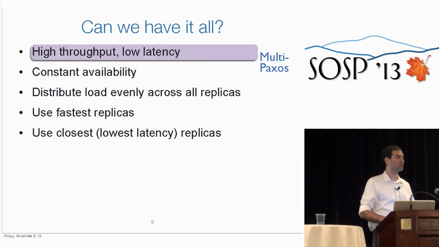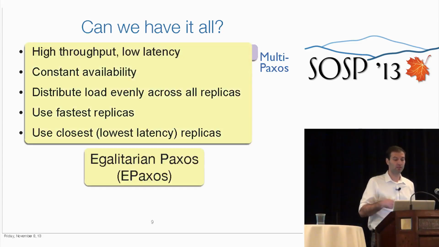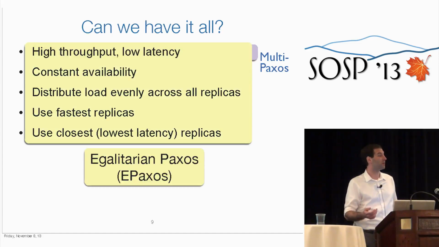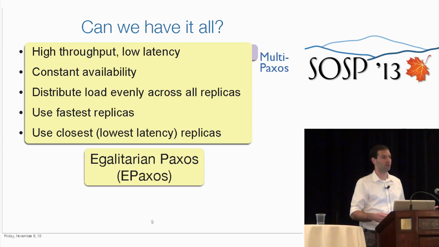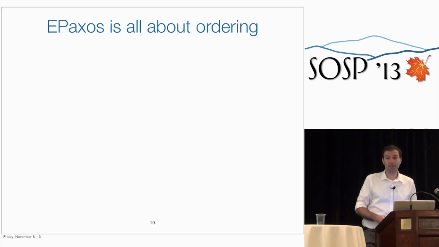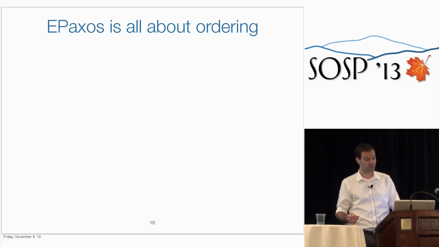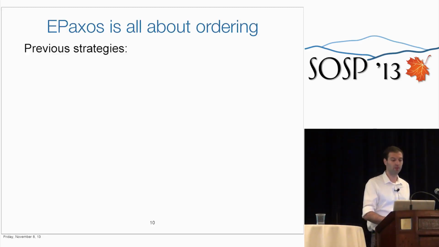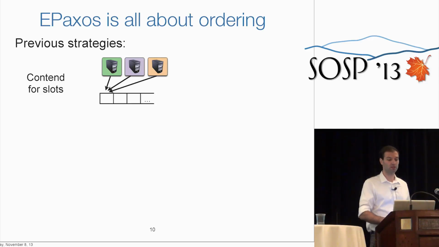Multi-Paxos solves that problem, but it loses all the other properties in the process. In contrast, Egalitarian Paxos has all these properties and implements them efficiently, so much so that it has higher performance than Multi-Paxos. And EPaxos is all about ordering. So we've seen that previous approaches for ordering included contending for slots, and this is canonical Paxos.